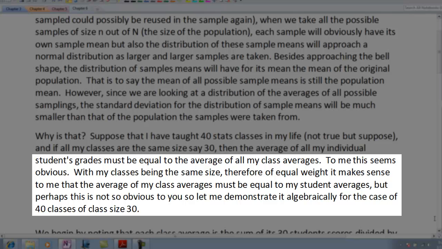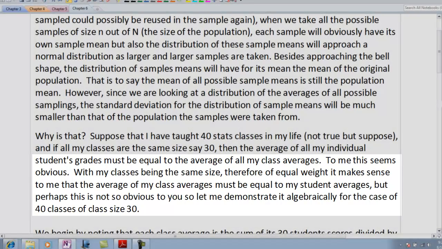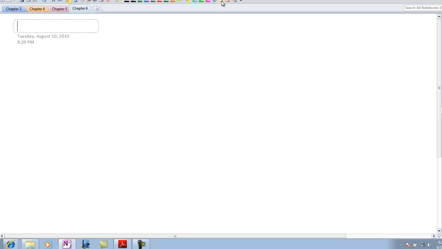So it makes sense to me that the average of my class averages must be equal to my student averages. But perhaps it's not so obvious to you, so I'm going to demonstrate it to you algebraically for the case of 40 classes of class size 30. So let me get a new piece of paper here. I want to prove to you that the average of my class averages is equal to the average of all my students. So here we go.